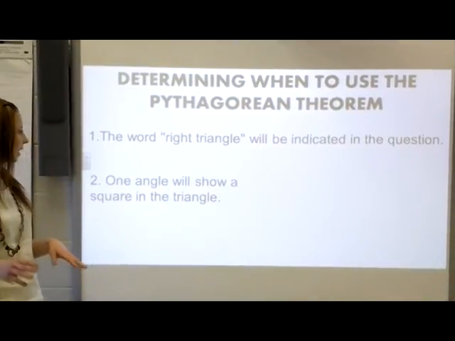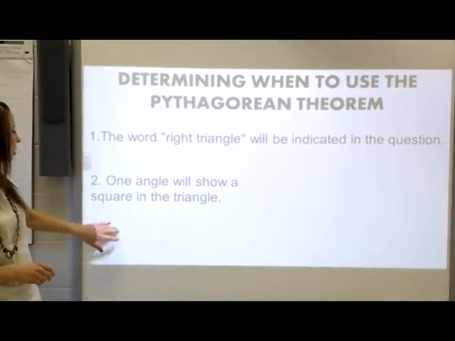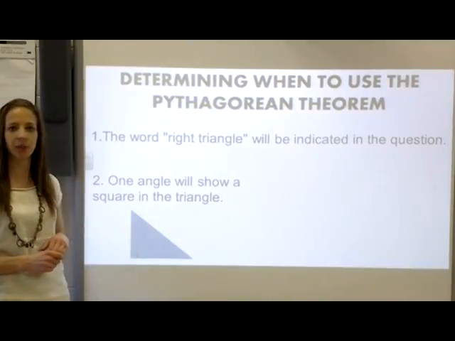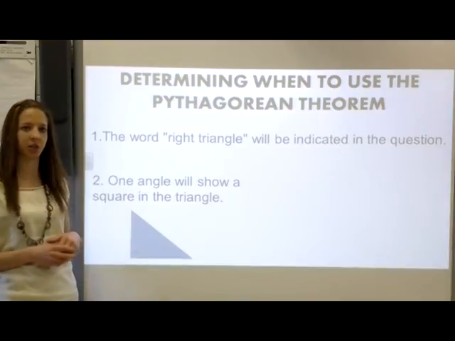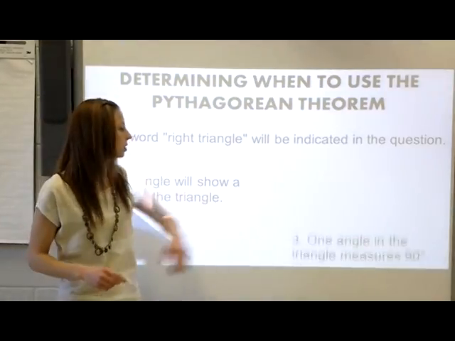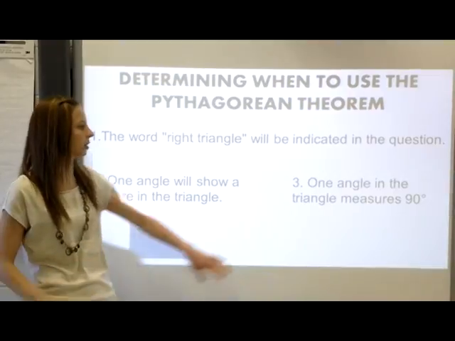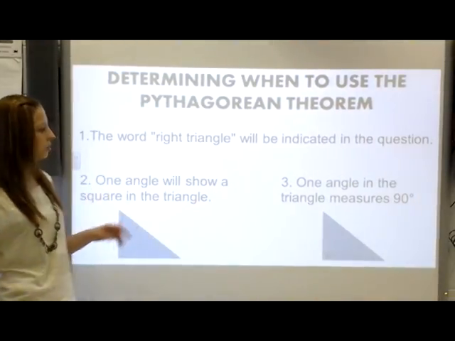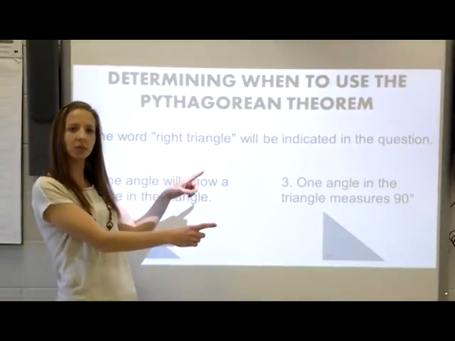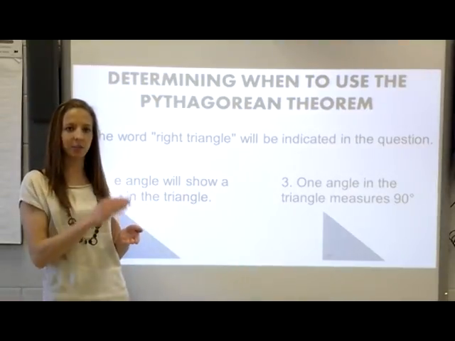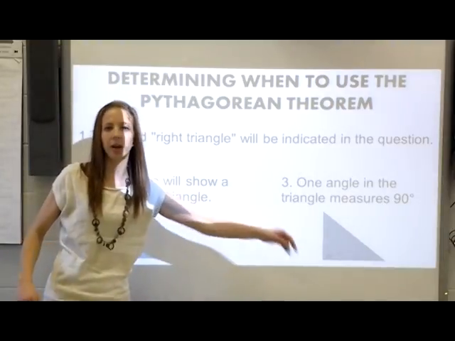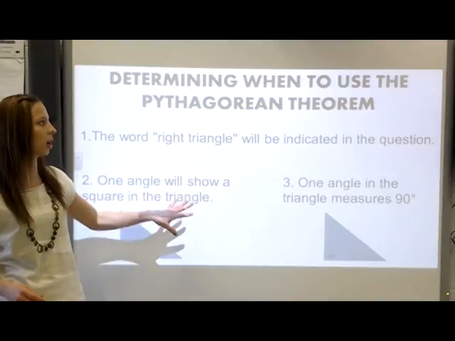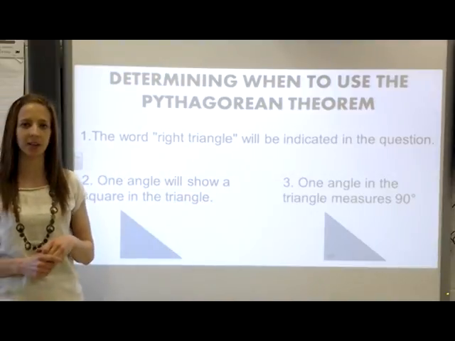But more commonly, when you see one angle that shows a square in the triangle, you know that it's a right triangle, and that indicates the 90-degree angle. Okay? Also, you may see that one angle in the triangle shows the measurement of 90 degrees. The other thing you may see is that there are two angles, that when added together and subtracted from 180, you would have a third angle that measures 90 degrees. In all of these cases, we know that we may use the Pythagorean Theorem.